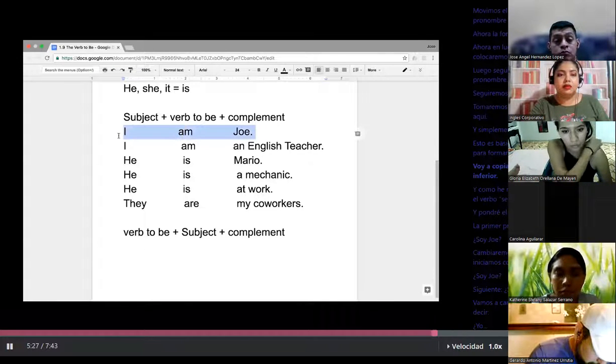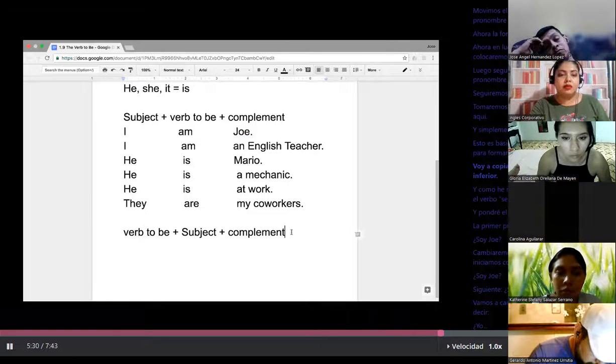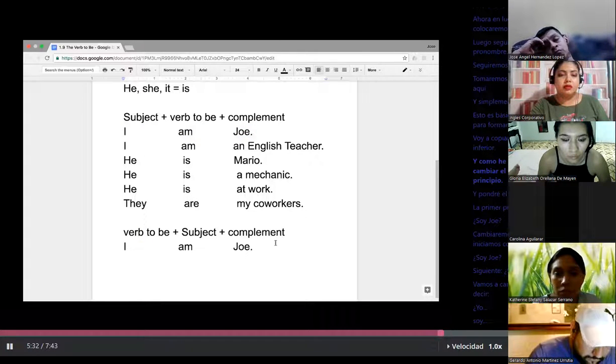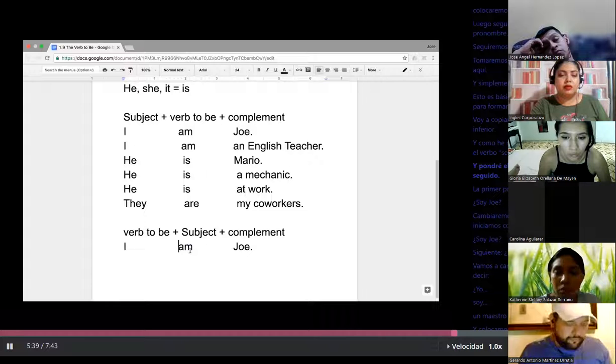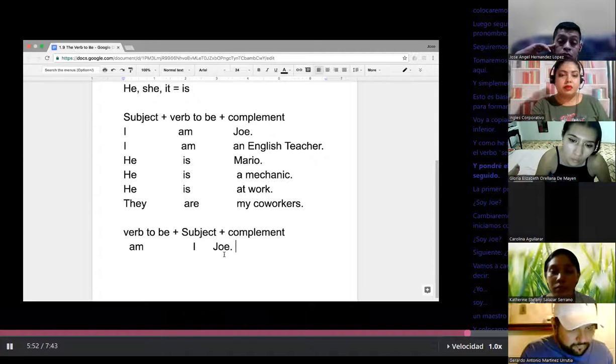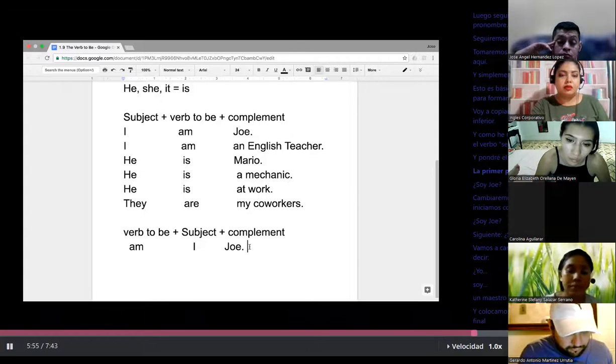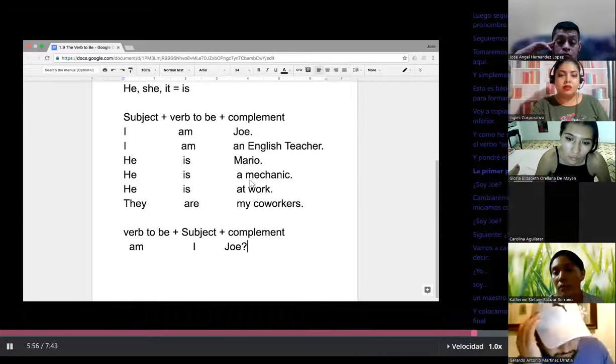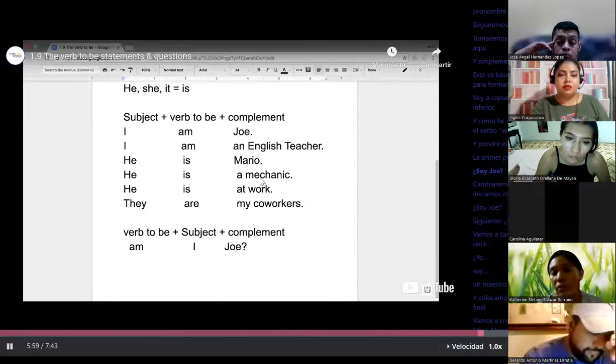So I'm going to copy this and paste it here at the bottom. And as I mentioned, what we're going to do is change the verb to be to the beginning and put the pronoun there. So let's look at that. This one changes here. And there we go. So the first question is, am I Joe?